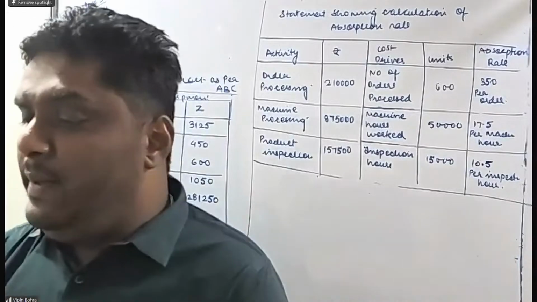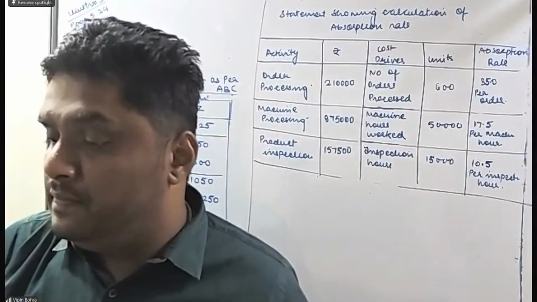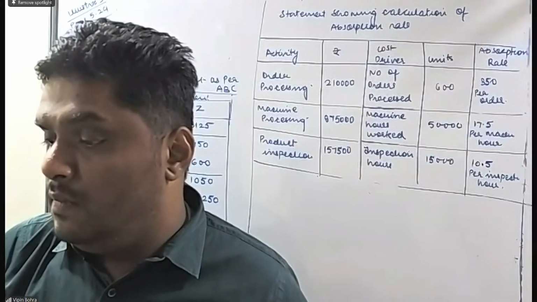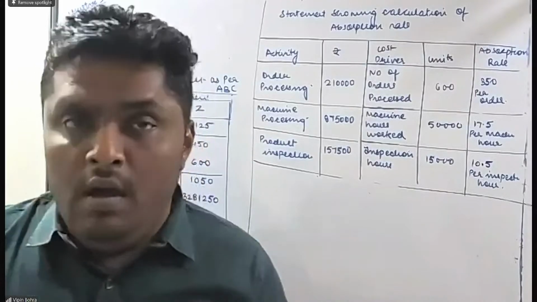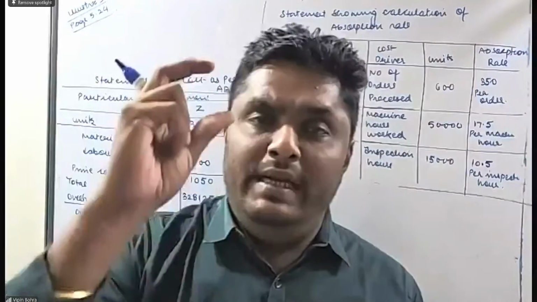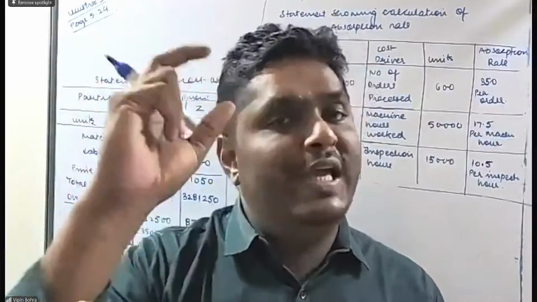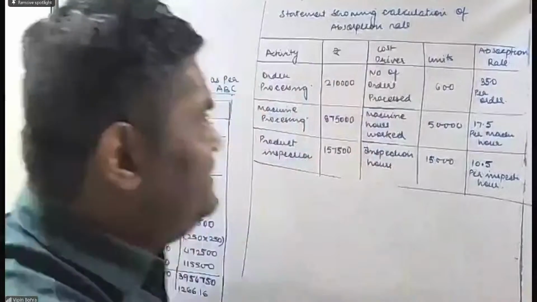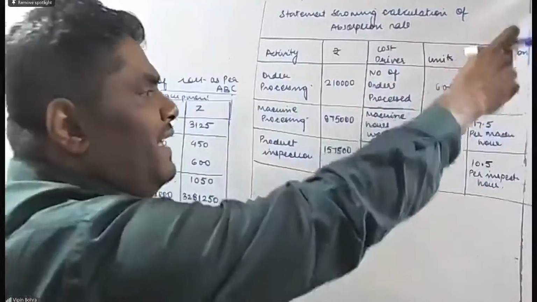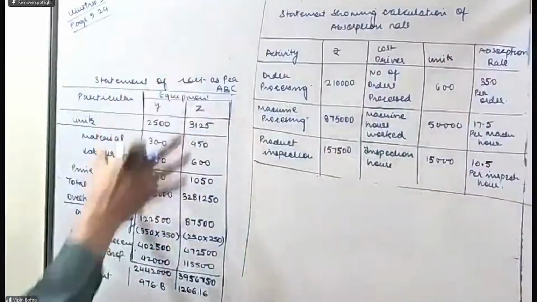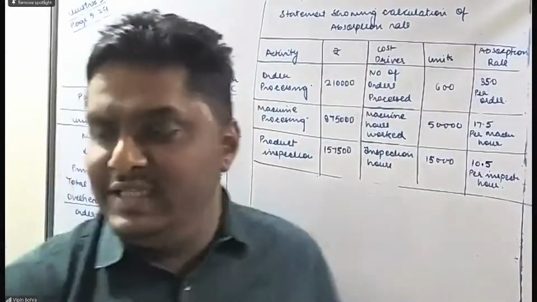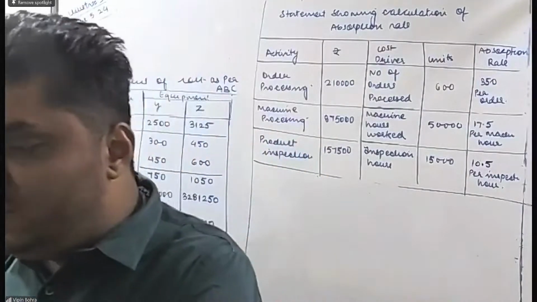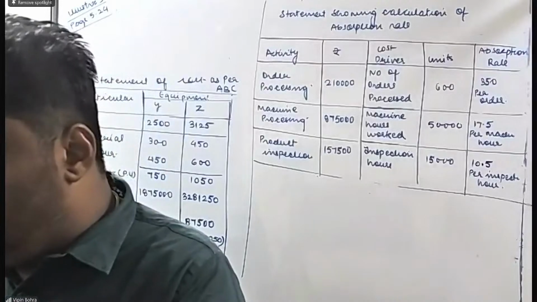Again, I'm following the same pattern, guys. When talking about the traditional approach, calculate the absorption rate and prepare the statement. When talking about ABC, prepare this statement, calculate the absorption rate, and again the final statement of cost. If you guys have any doubts or queries in this part, please post your queries. Waiting for your queries, guys.